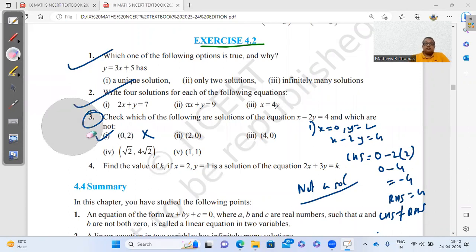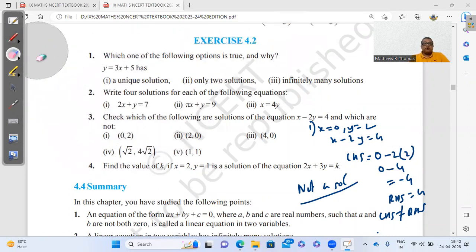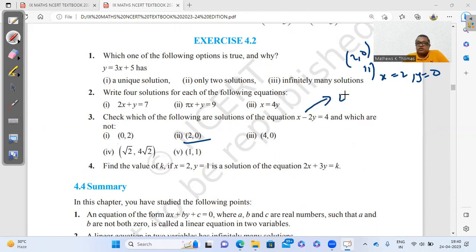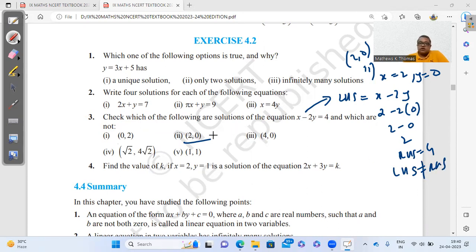Similarly, we are going to try the second part now, that is (2, 0). That means x is 2 and y is 0. So again, I'm going to take this equation and solve the LHS. LHS is x minus 2y. Instead of x, I'm going to put 2, minus 2 into y value, which is now 0. So I'm going to get 2 minus 0, which is 2. But our RHS is 4. So this also, LHS is not equal to the RHS. So this also is not a solution.